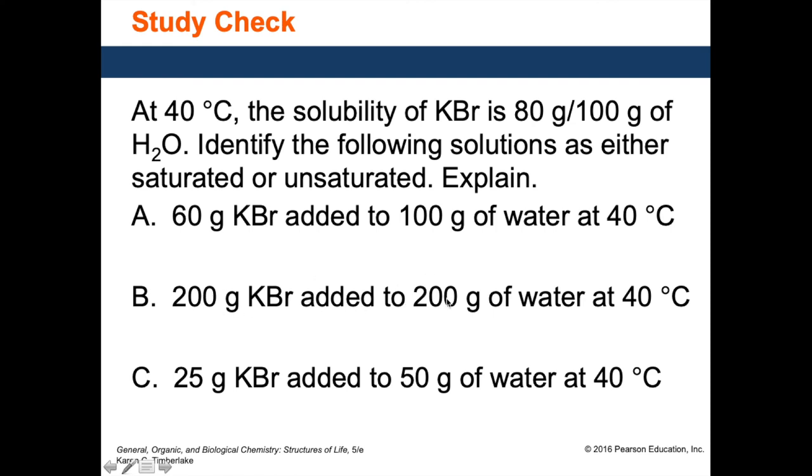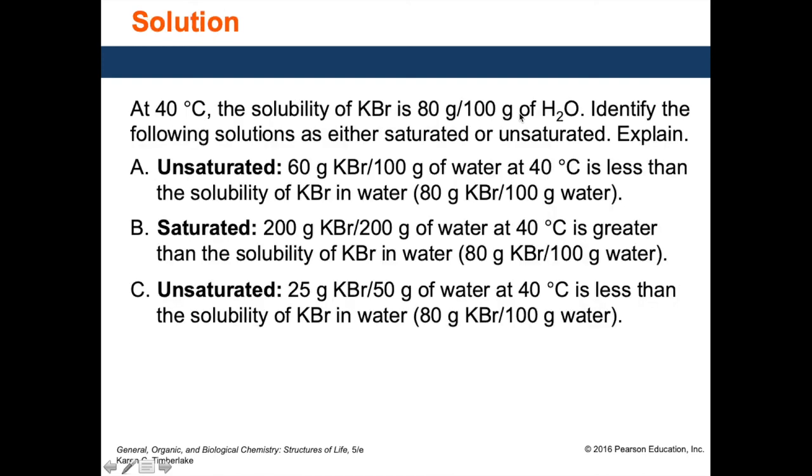We want to see how much would dissolve in half this amount of water. That would be 100 grams of KBr. Well, 100 is greater than 80, so that tells us that is a saturated solution. Likewise, for the last one, you're going to figure out it's unsaturated. You have 25 grams of KBr and 50 grams of water. If we double those 50 grams to 100 grams, our 25 grams of KBr also doubles to 50. Well, 50 is less than 80, and that's why it's an unsaturated solution.